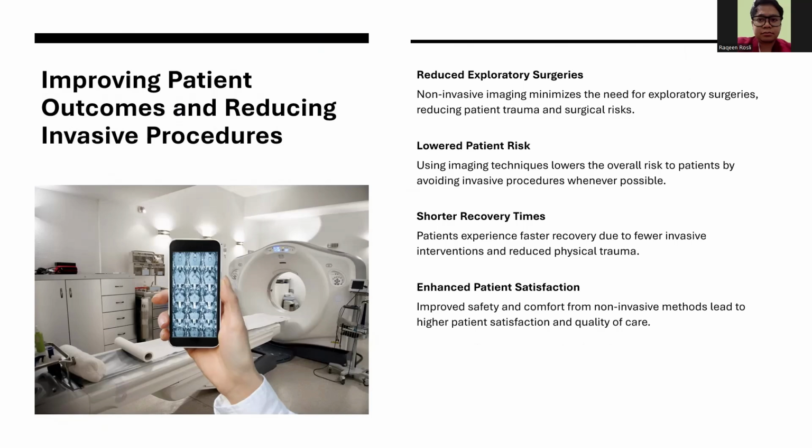Patients experience faster recovery due to fewer invasive interventions and reduced physical trauma. And improved safety and comfort from non-invasive methods lead to higher patient satisfaction and quality of care.